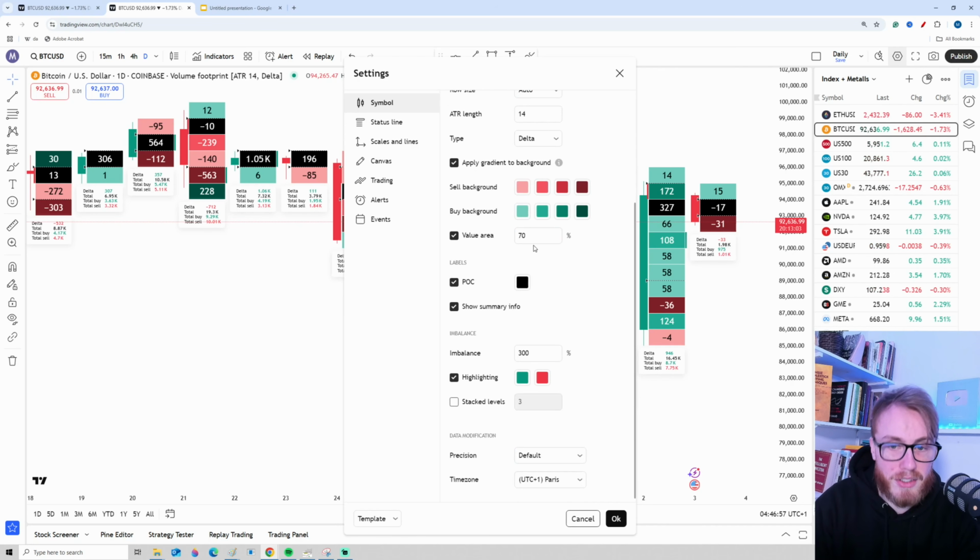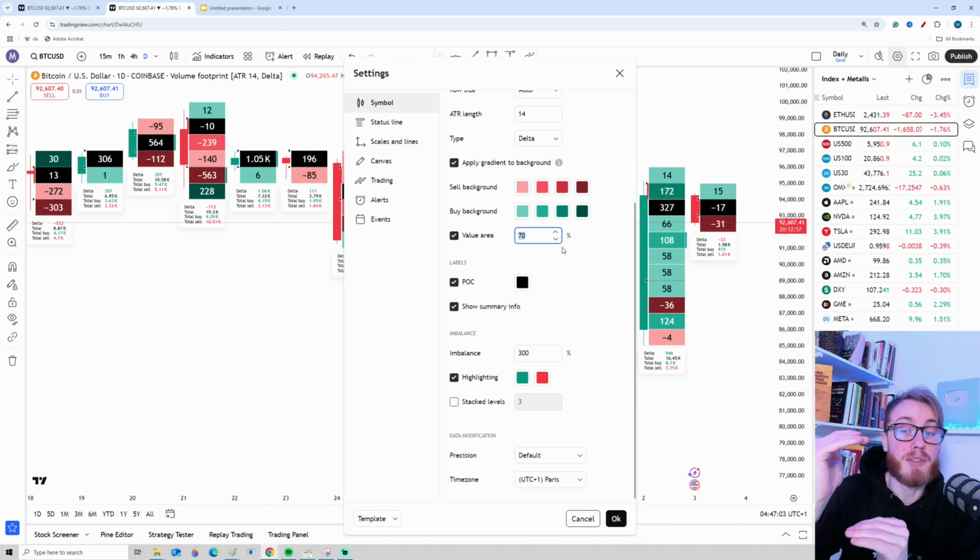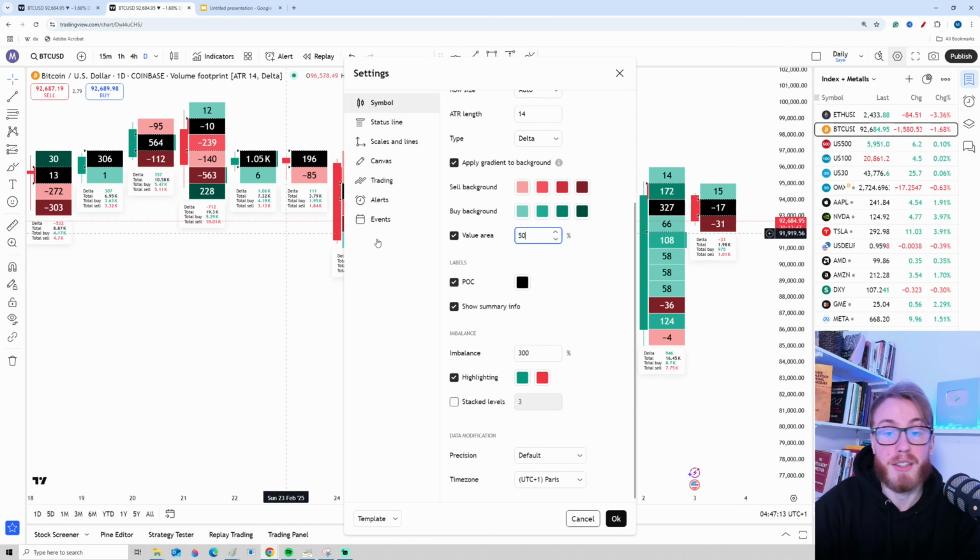What you also can do is to change the value area. Remember, I talked about this earlier in the video, that the value area is where 70% of the volume is traded. But if you for some reason want the value area to display where 50% of the volume was traded, you can of course choose that as well. But I recommend actually to just stick with 70% on the value area.